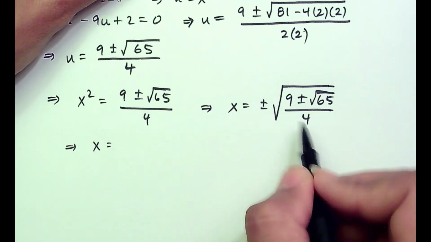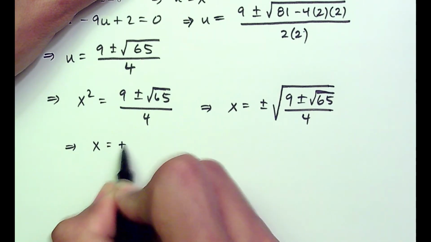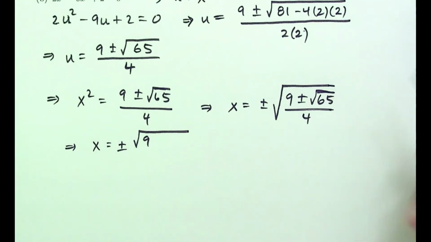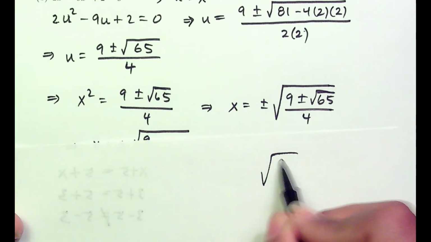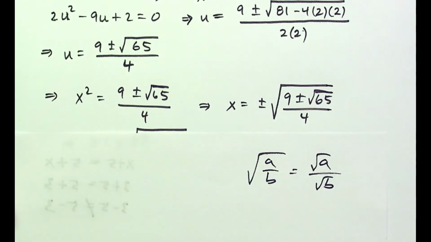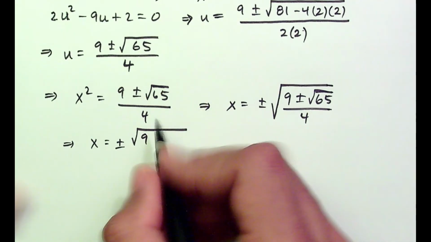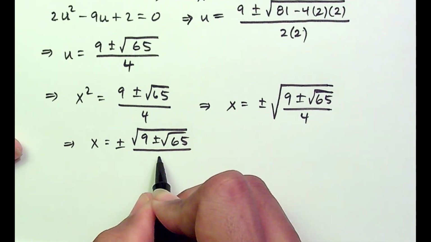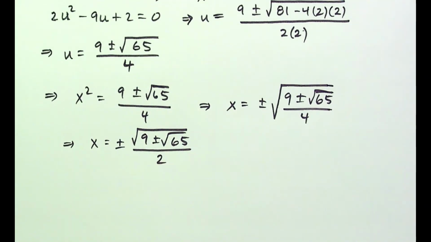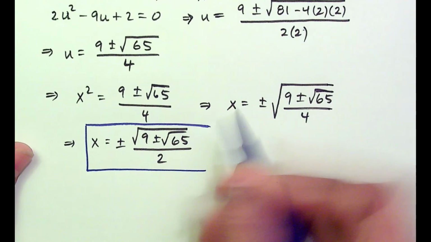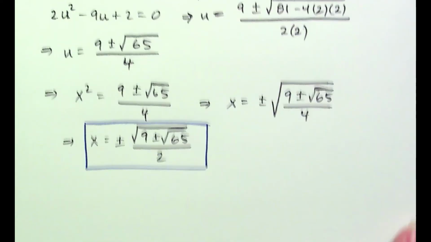But we can just simplify this a tiny little bit by saying this is plus or minus the square root of the square. Remember, when you have the square root of a fraction like that, the square root of a over b, you can distribute the square root and say it is the square root of the top over the square root of the bottom. So then this is going to be the square root of the top over the square root of the bottom. The square root of 4 is 2. Okay, and that is the final answer, although we're going to now write out all the 4 possibilities.